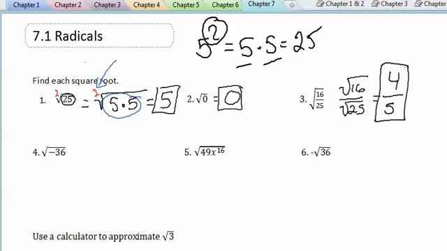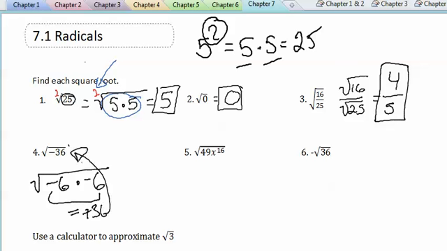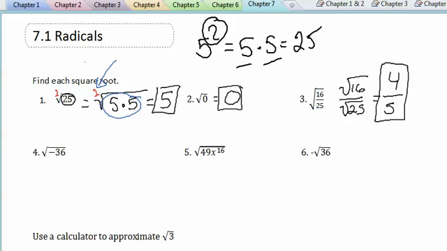Now, let's look at number 4. We have the square root of negative 36. If I look at negative 36, I think, okay, well, it could be negative 6. Well, negative 6 times negative 6 equals a positive 36, so that doesn't work. And we know positive times positive is still positive 36. So you actually cannot have the square root of negative 36. What we would write here is that it's not a real number.